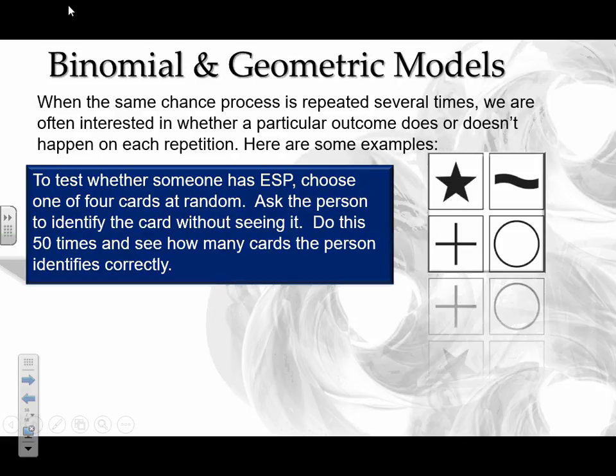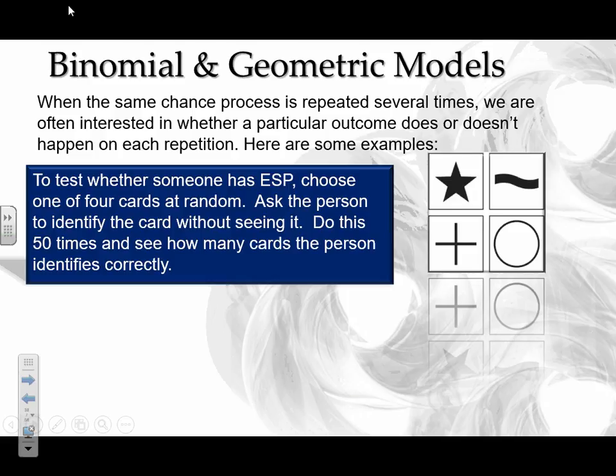So if you wanted to test whether someone has ESP, choose one of the 4 cards at random, ask the person to identify the card without seeing it. Do this 50 times and see how many cards the person identifies correctly. Okay? So all you're doing is choosing one of the 4 cards, you're having them tell you which card you chose, and you're just doing that same process over and over and over again. So we just have a random process being applied numerous times.